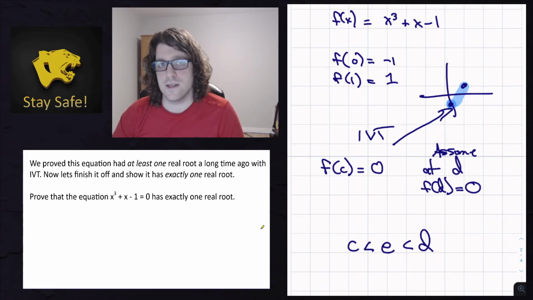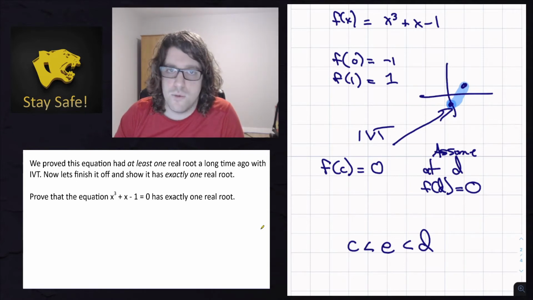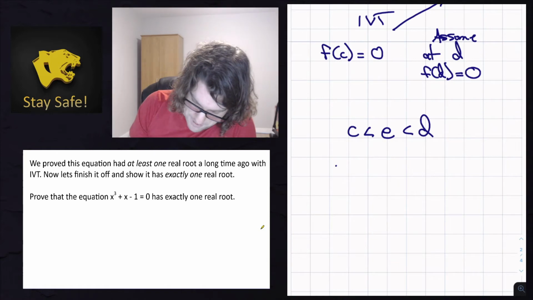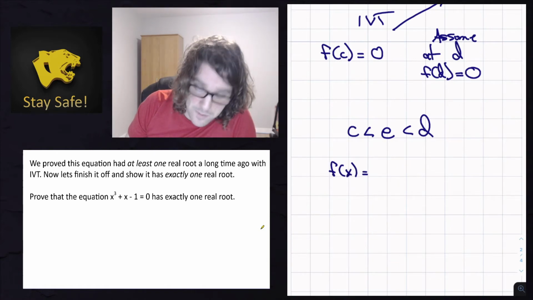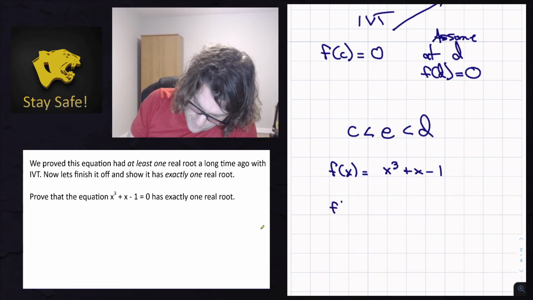What if that doesn't exist? What if there is no place where there's a derivative of 0? We can show that that's actually the case for this function. So this function is x cubed plus x minus 1. Its derivative is very straightforward. It is 3x squared plus 1.